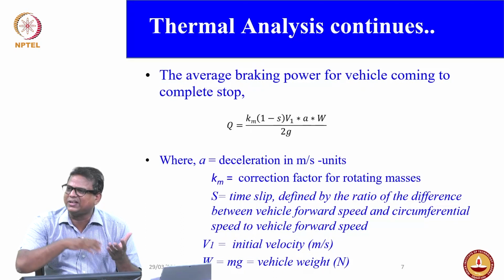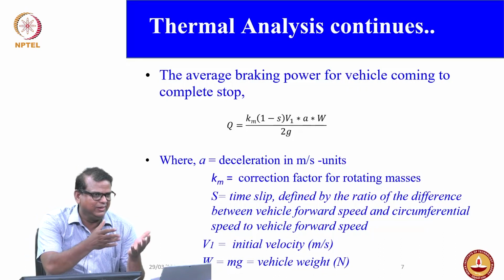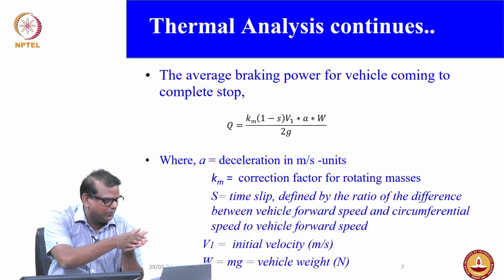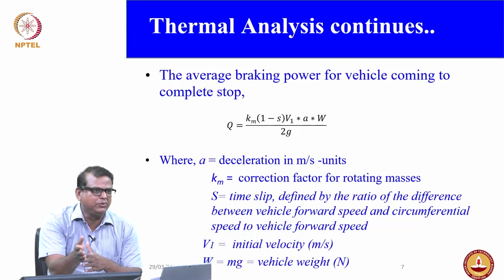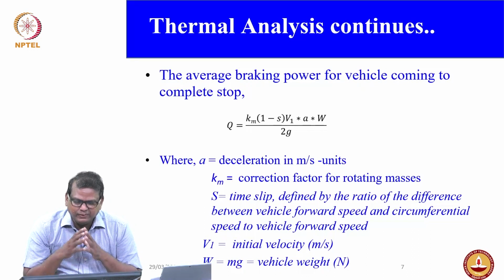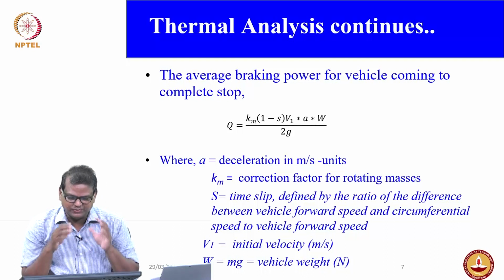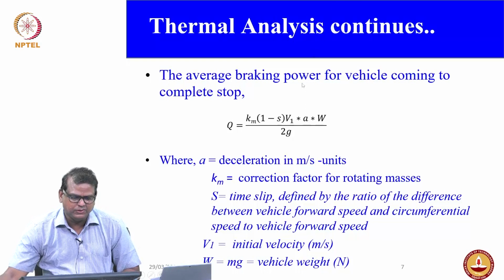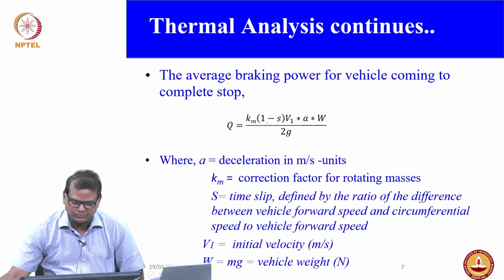The energy never transferred to the brake. Whatever energy is coming from the interface of the road and the tire won't transfer to your brake, won't be absorbed by the brake. So we have to incorporate the slip also. That's the reason the same equation is modified with respect to the slip, 1 minus s.